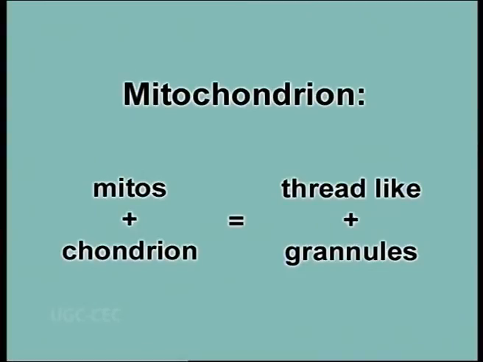Have you ever thought why the name mitochondrion was given to this organelle? Mitochondrion is actually a Greek word made up of two words, mitos and chondrion. Mitos means thread-like and chondrion means granules. This is because of the shape and appearance of this organelle under the microscope, and that is why this organelle is given the name mitochondria.